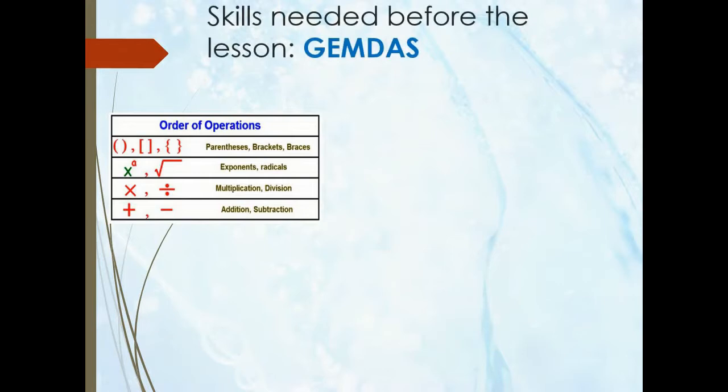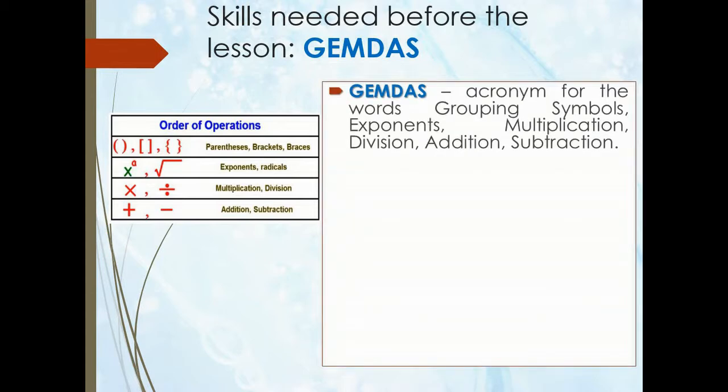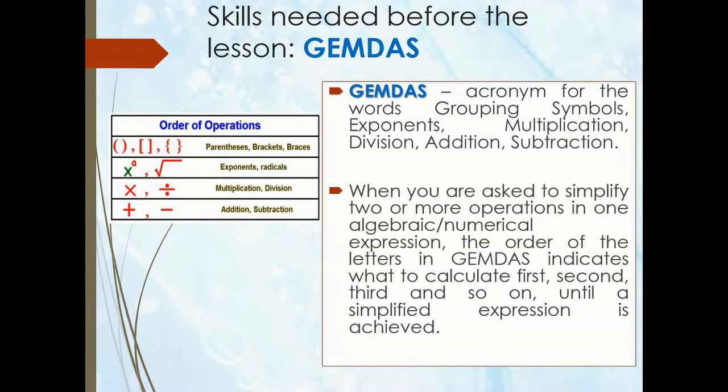Skills needed before the lesson: GEMDAS. GEMDAS is the acronym for the words grouping symbols, exponents, multiplication, division, addition, and subtraction. When you are asked to simplify two or more operations in one algebraic or numerical expression, the order of the letters in GEMDAS indicates what to calculate first, second, third, and so on, until a simplified expression is achieved.